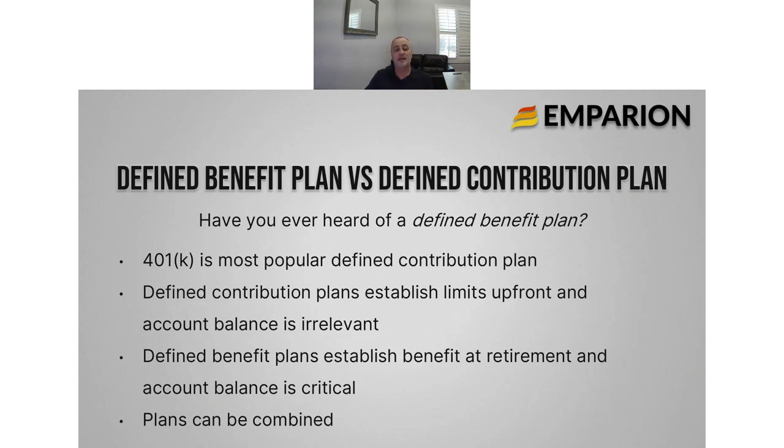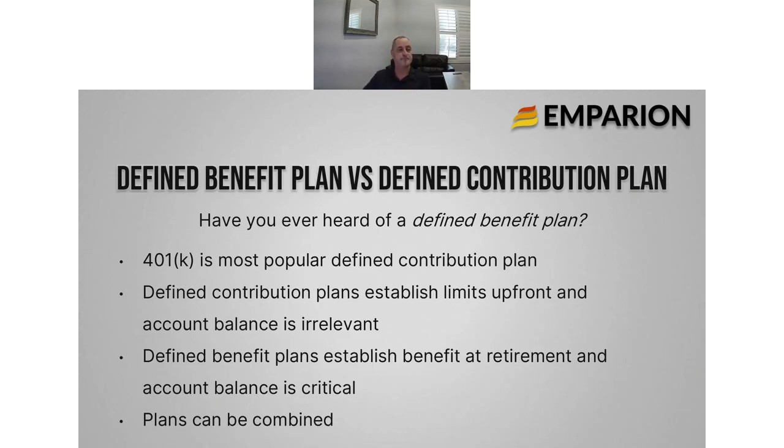Nice thing to note is these plans can be combined. At least a 401k can be combined. There are limitations on profit sharing. Profit sharing is limited to 6%. But definitely, if you've got a 401k, you can layer a defined benefit plan on top of this and use the two plans in conjunction. Again, there are certain rules and restrictions, and we walk through that with all of our clients when we set up a new plan.